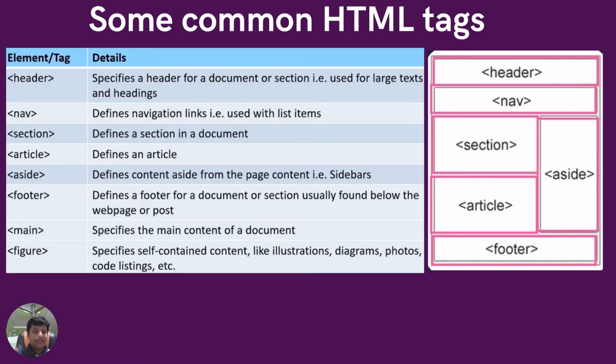And main tag specifies the main content of a document, the content you want to represent in the website, that is what you are making the web page for. Figure specifies self-contained content like illustrations, diagrams, photos, code listings, etc.